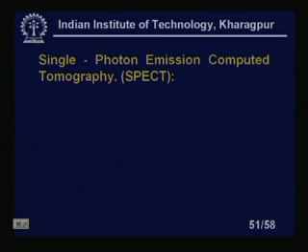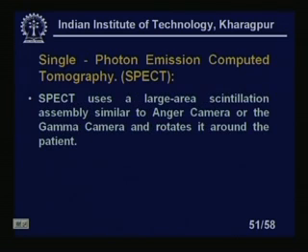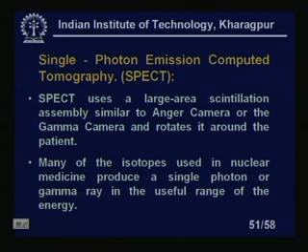Now, in single photon emission computed tomography, it looks like this. SPECT uses a large area scintillation assembly similar to the Anger camera or the gamma camera and rotates it around the patient. Okay, it rotates around the patient. Many of the isotopes used in nuclear medicine produce a single photon or gamma ray in the useful range of energy. Clear?